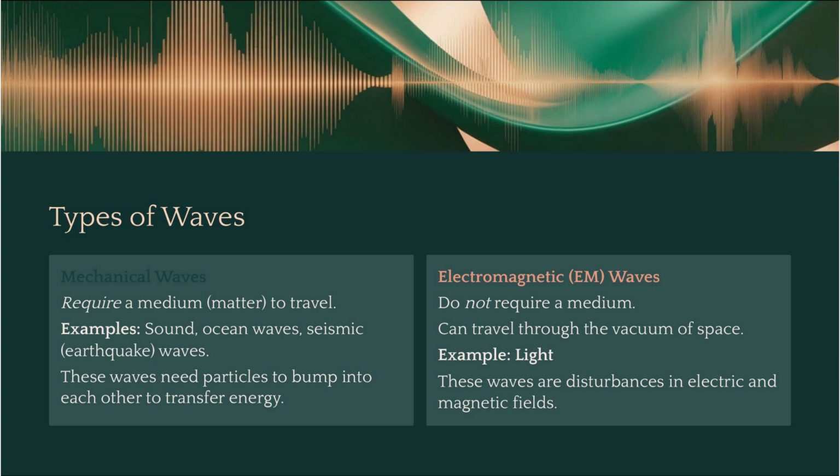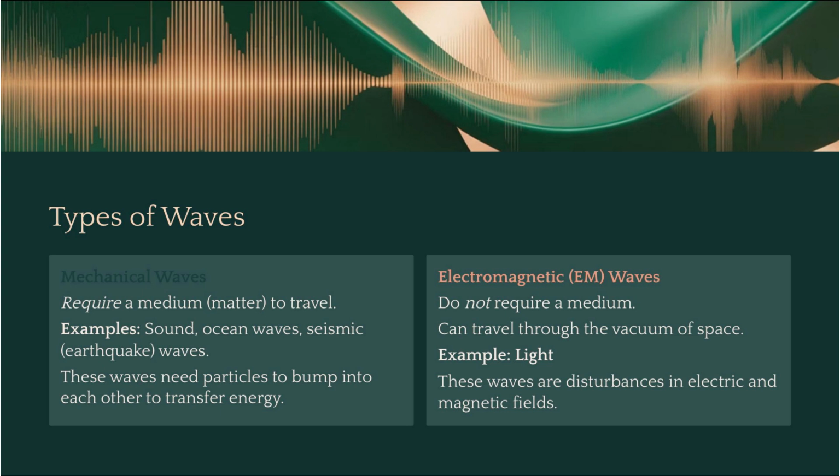We can split all waves into two big families. The first is mechanical waves. These are needy waves. They need a medium, a solid, liquid, or gas, to travel. Sound is mechanical. If you scream in space, there's no air to vibrate, so no sound is made. Ocean waves and earthquake waves are also mechanical.